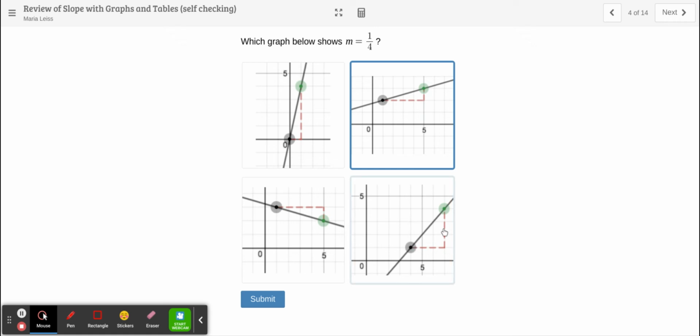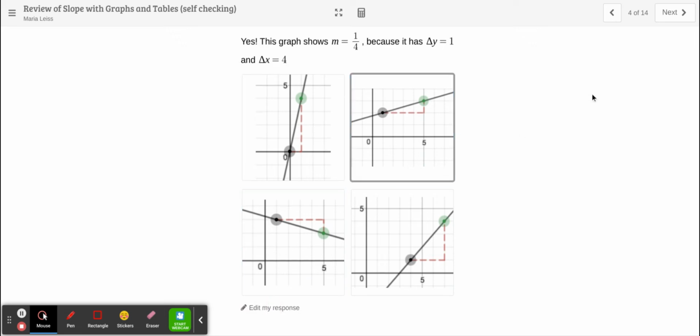This one doesn't go up 1 and over. This one goes down 1 and over 4, but this is a decreasing slope. So I would click that second one. And it says, yes, pat myself on the back, get excited. I'm already 4 slides through.